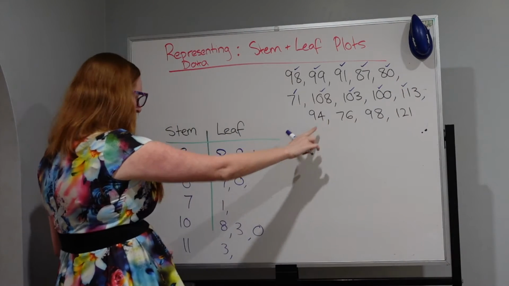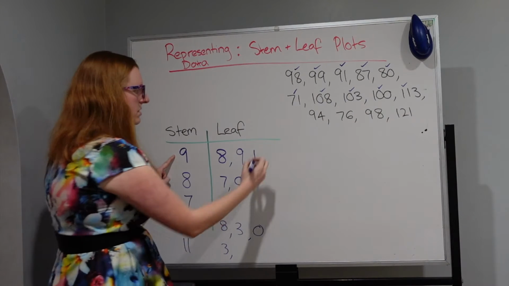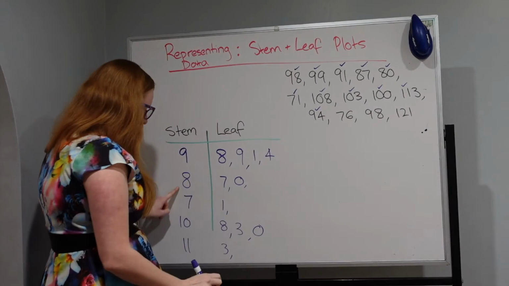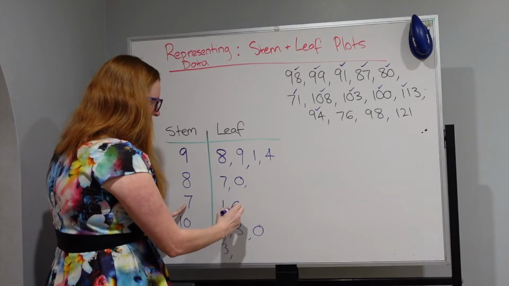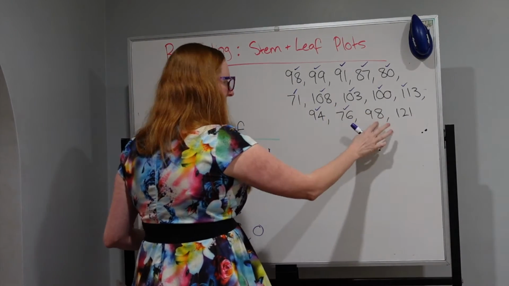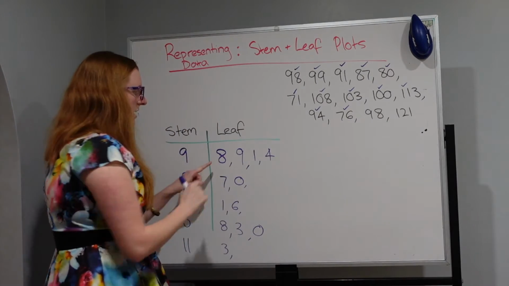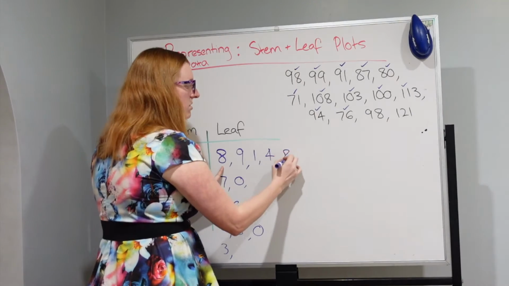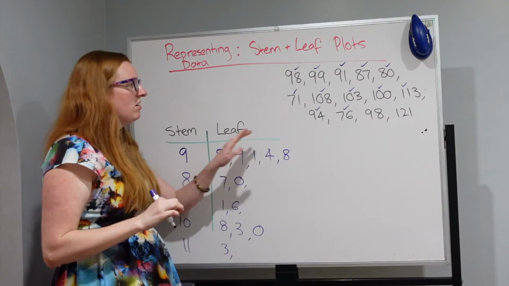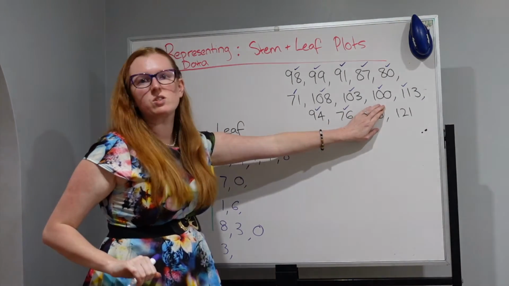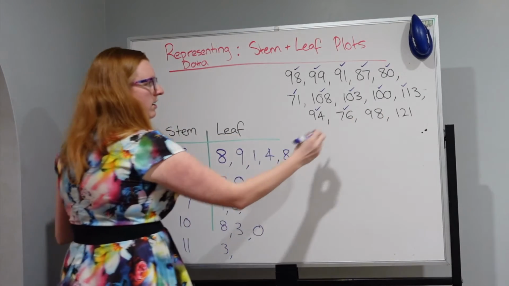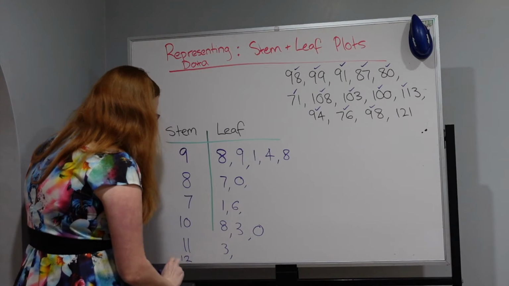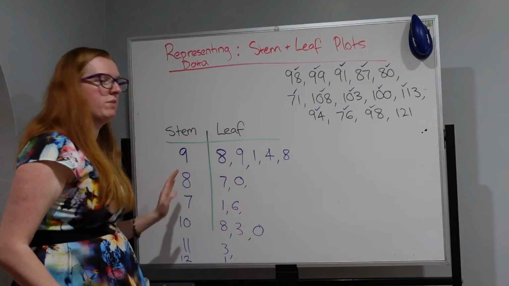Then I've got 94. Now, I've got a 9 already in the stem, so I just need to add a 4 here. Then I've got 76. I've already got a 7 in my stem, so I just put a 6 here. Then I've got 98. Okay, I've already got a 98. I just have to put another 8 there to show that 98 happened twice. If I don't put a 98 there, it's like that score didn't exist. Okay, so that one's done. And then 121. So I put a 12 in my stem and a 1 in my leaf.